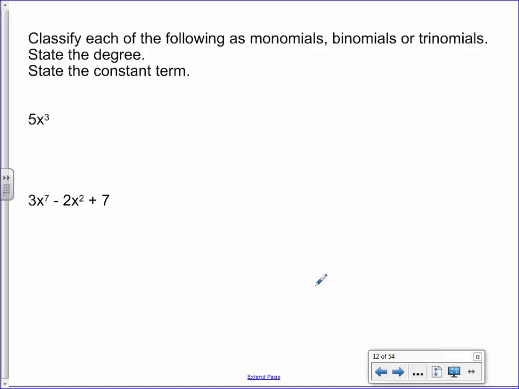Okay, so let's talk about a few examples to make sure you got it. Tell me whether these are monomials, binomials, or trinomials. So monomials, binomials, or trinomials. Tell me the degree, state the constant term. So let's do 1 at a time. 5x to the 3. Monomial, binomial, trinomial. Monomial. There's one thing, right?